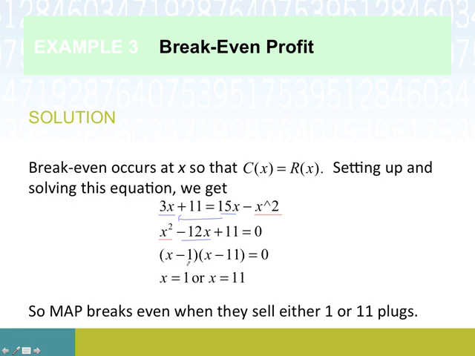Which is delightful, because if you have two things getting multiplied together, set equal to 0, that means that you can break off one or the other of these equations and set them in turn equal to 0. So x minus 1 equals 0 implies x is equal to 1. x minus 11 equals 0 implies that x is equal to 11. And then our conclusion from this is Milton's Auto Parts breaks even when they sell either 1 or 11 plugs. Perhaps in the middle of these two things is something nice where they actually make a positive profit.